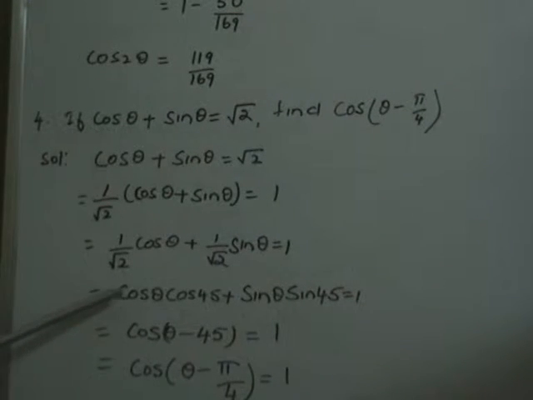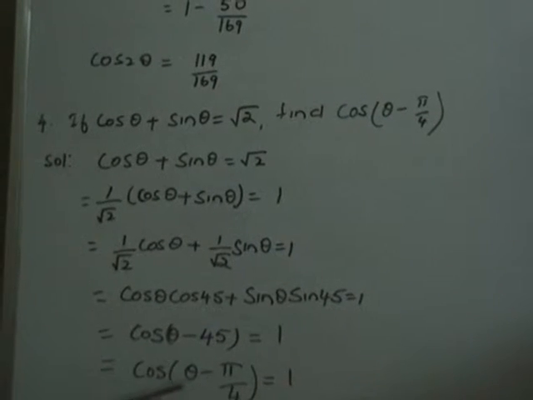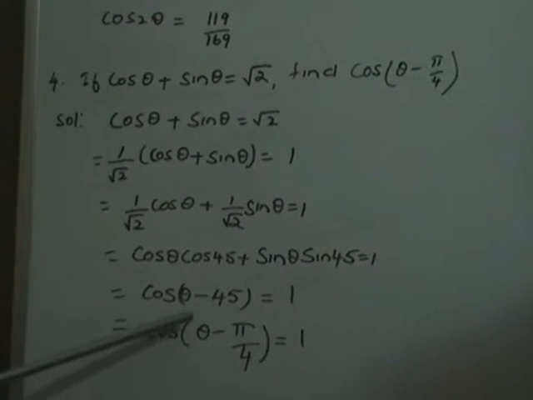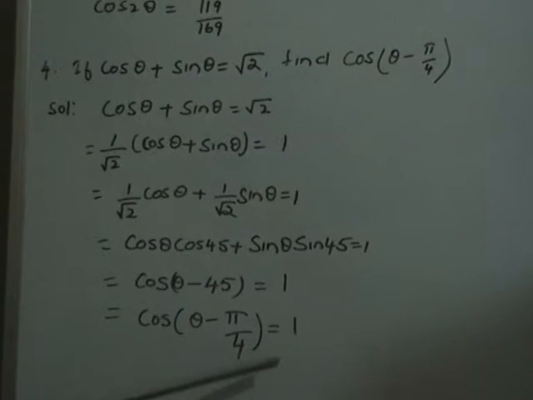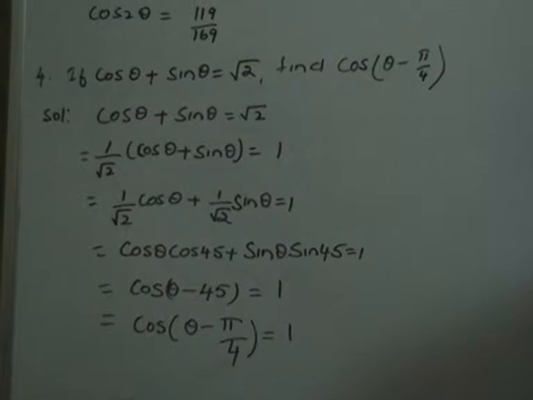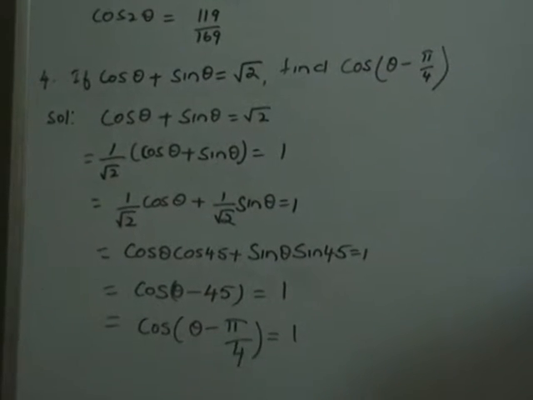Therefore cos theta into cos 45 plus sin theta into sin 45 is equal to 1. This is nothing but cos(A minus B), that is cos of theta minus 45, which is 1. Again 45 is nothing but pi by 4, therefore cos theta minus pi by 4 is equal to 1. So the required solution for cos theta minus pi by 4 is 1.